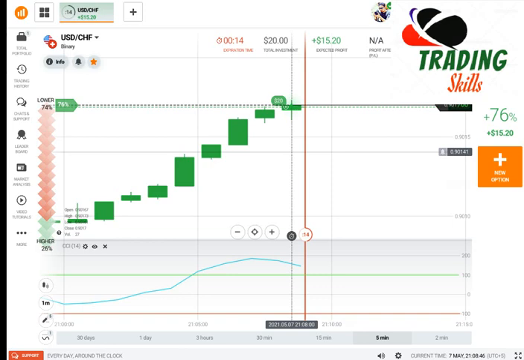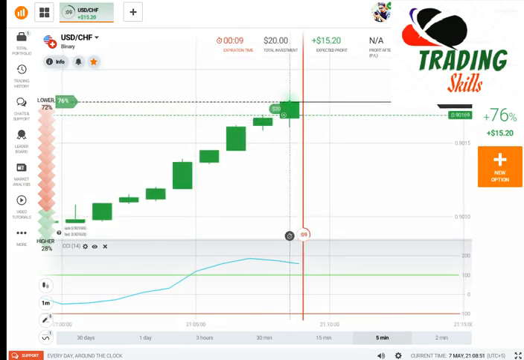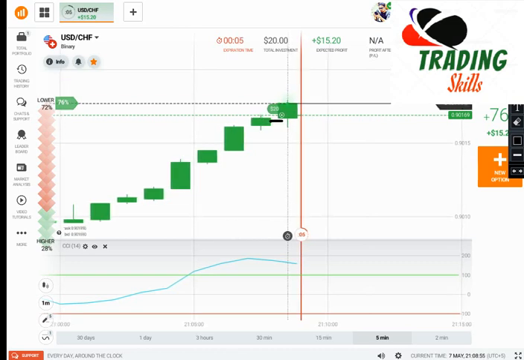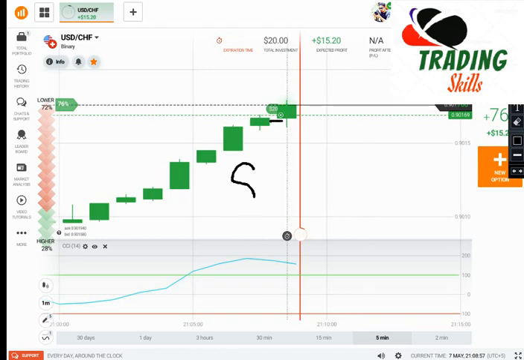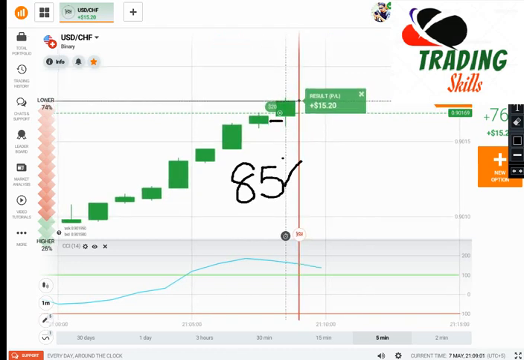So if you analyze the market like this, if you wait for a good rejection in every candle, the chances of your winning will be at least 85%. Okay, so now let me show you another trade.